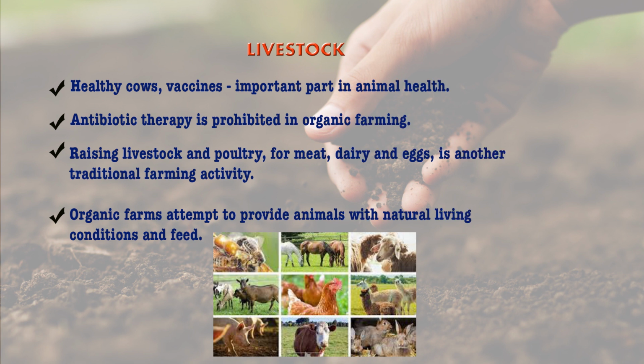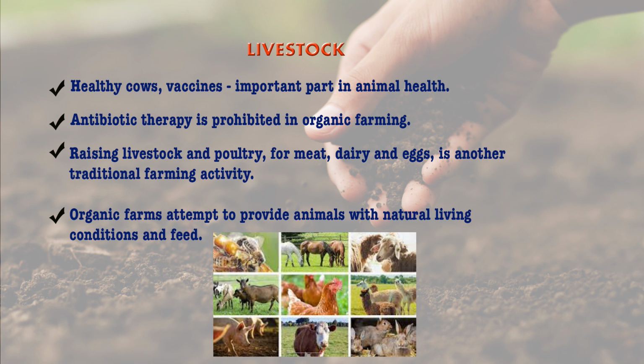Livestock. Healthy cows are very important, only then can we get healthy products. When these cows are not healthy, the success rate of the products obtained will also be quite low. Therefore, vaccines play a very important role in animal health, and the cows need to be vaccinated. Antibiotic therapy is actually prohibited in organic farming.